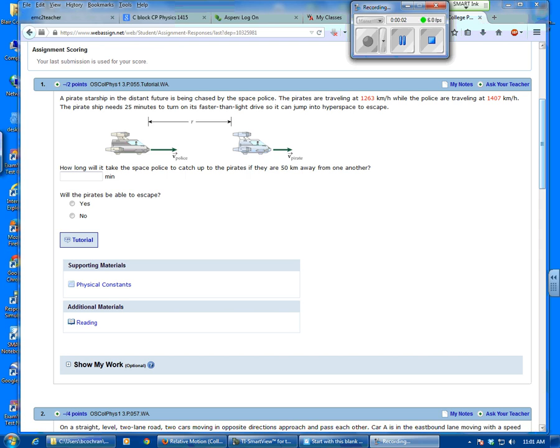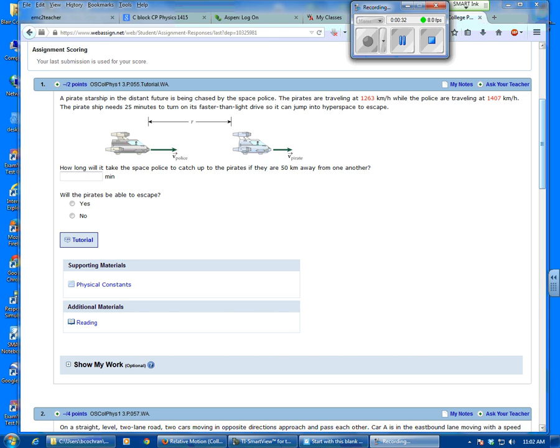All right, so we're going to start with number one here. The pirate ship being chased by the space police, and they give us their velocities, their speeds in kilometers an hour, and they need 25 minutes to run the faster-than-light drive so you can jump into hyperspace. So we're looking at how much time for the police to overtake the pirates.